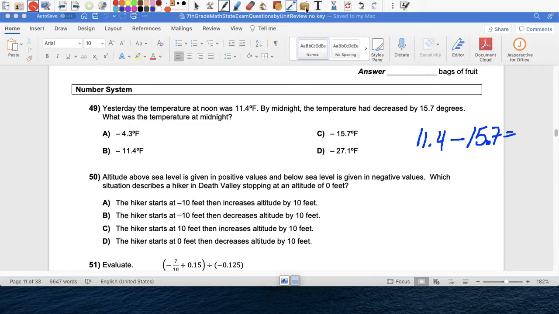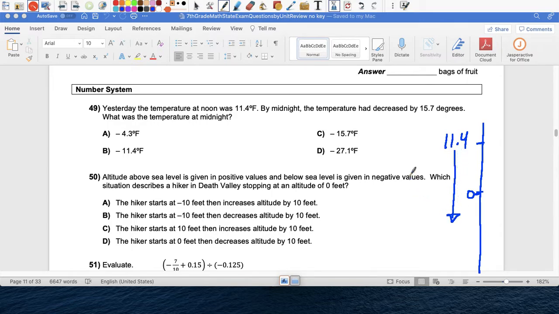so actually maybe this way is an easier way to see it with a thermometer. That's 0, so right now we're at 11.4 degrees Fahrenheit. This is going to take a little dive, a decrease. So 11.4 minus 15.7 is an expression you can use. What's the final temperature? That's going to be negative 4.3. Do we have a negative 4.3? There we go. Okay.